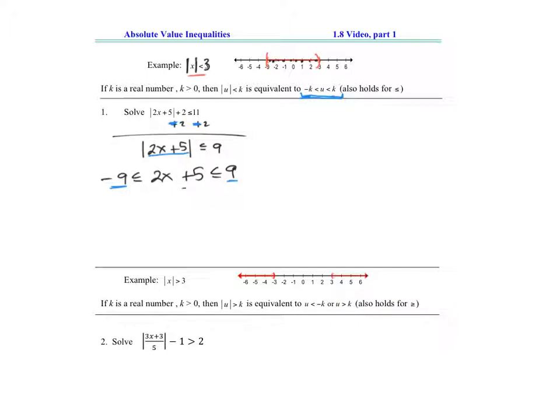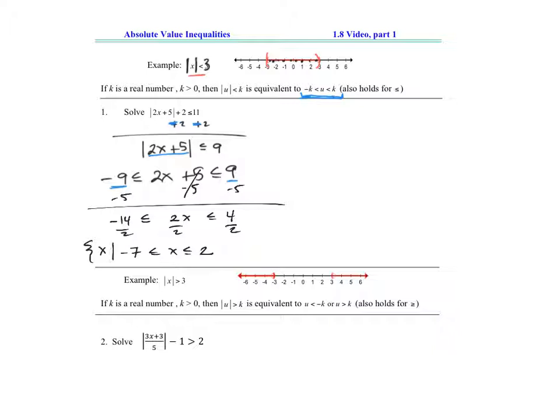Okay, great, and now I can go through and solve this compound inequality. So I would get negative 14 is less than or equal to 2x, which is less than or equal to 4, and then divide everything by 2. We've got negative 7 is less than or equal to x, which is less than or equal to 2. And then if we're asked to write that in set builder, it would be the set of all x's such that x is within that boundary. Negative 7 is less than or equal to x, which is less than or equal to 2.